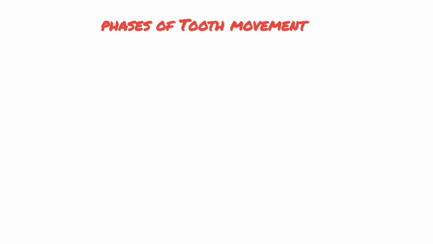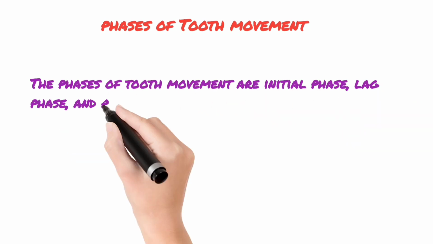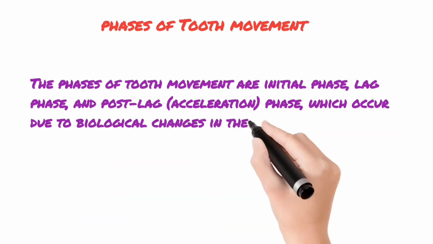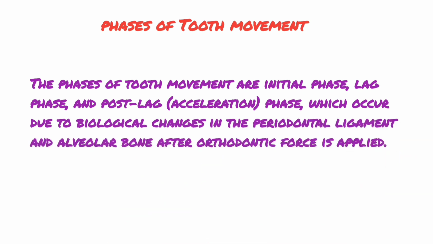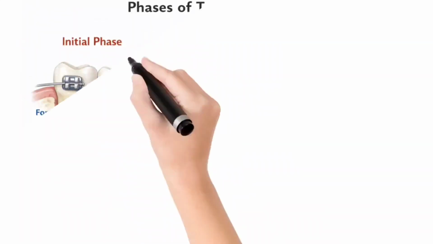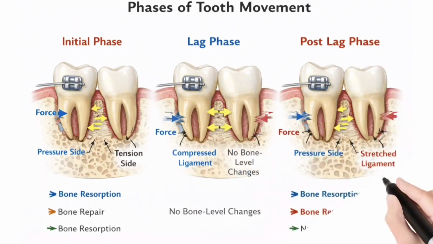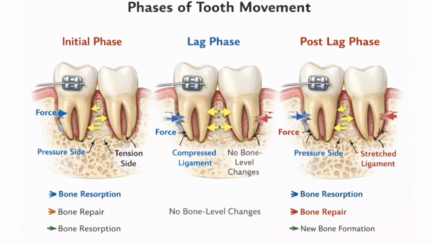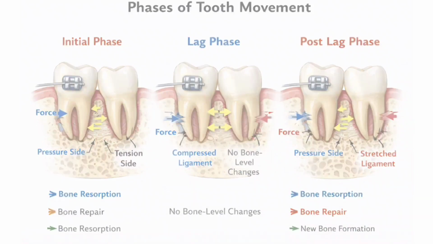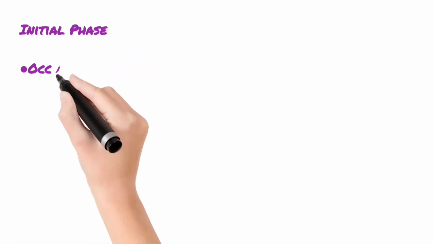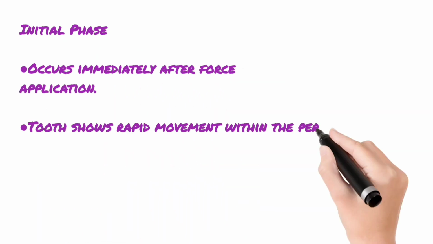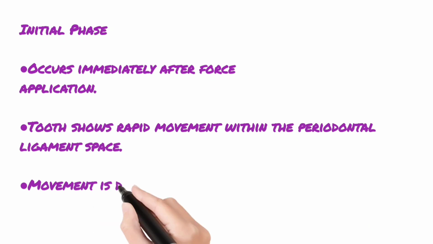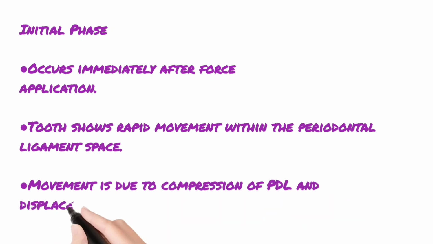The phases of tooth movement are initial phase, lag phase, and post-lag acceleration phase, which occur due to biological changes in the periodontal ligament and alveolar bone after orthodontic force is applied. Initial phase occurs immediately after force application. The tooth shows rapid movement within the periodontal ligament space. Movement is due to compression of PDL and displacement of fluid.